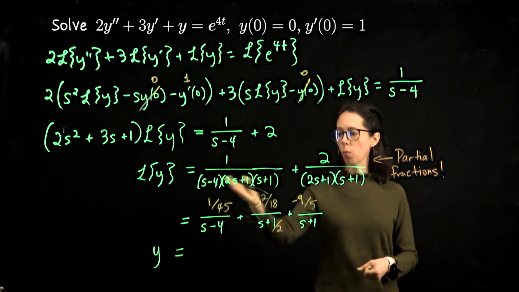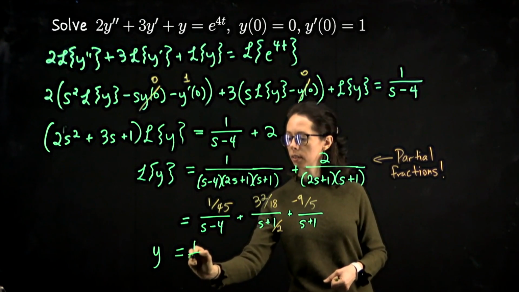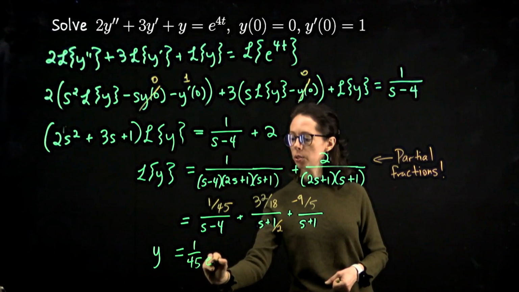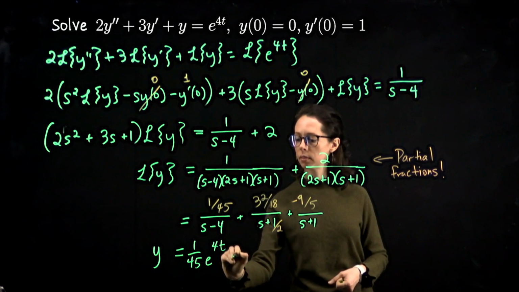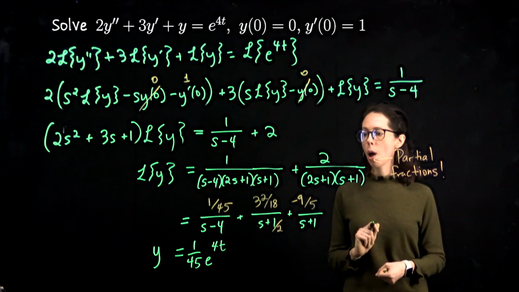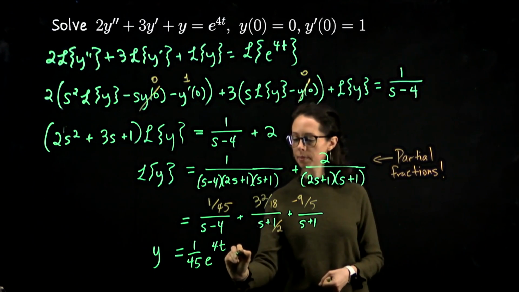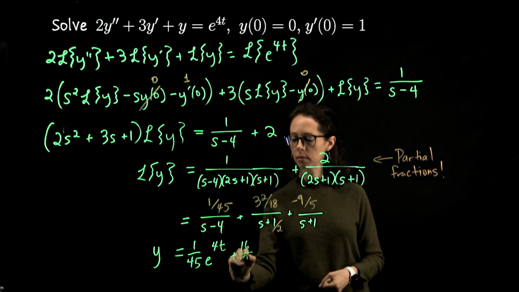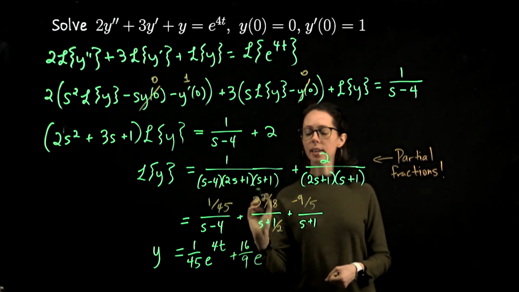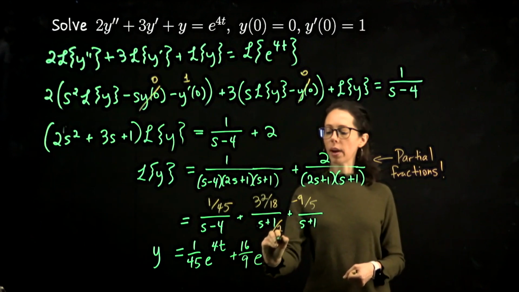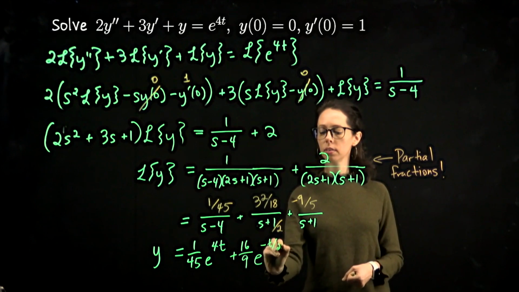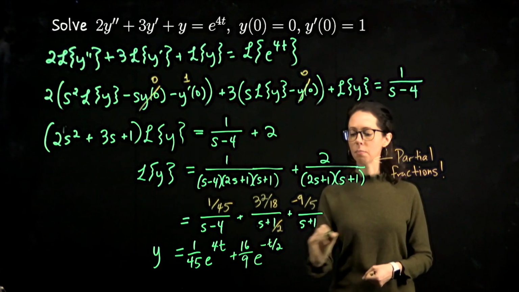And those are going to be 1 over 45 e to the 4t plus 32 over 18. Let's reduce that to 16 over 9 e to the negative 1 half times t. I'll write negative t over 2. And then minus 9/5.